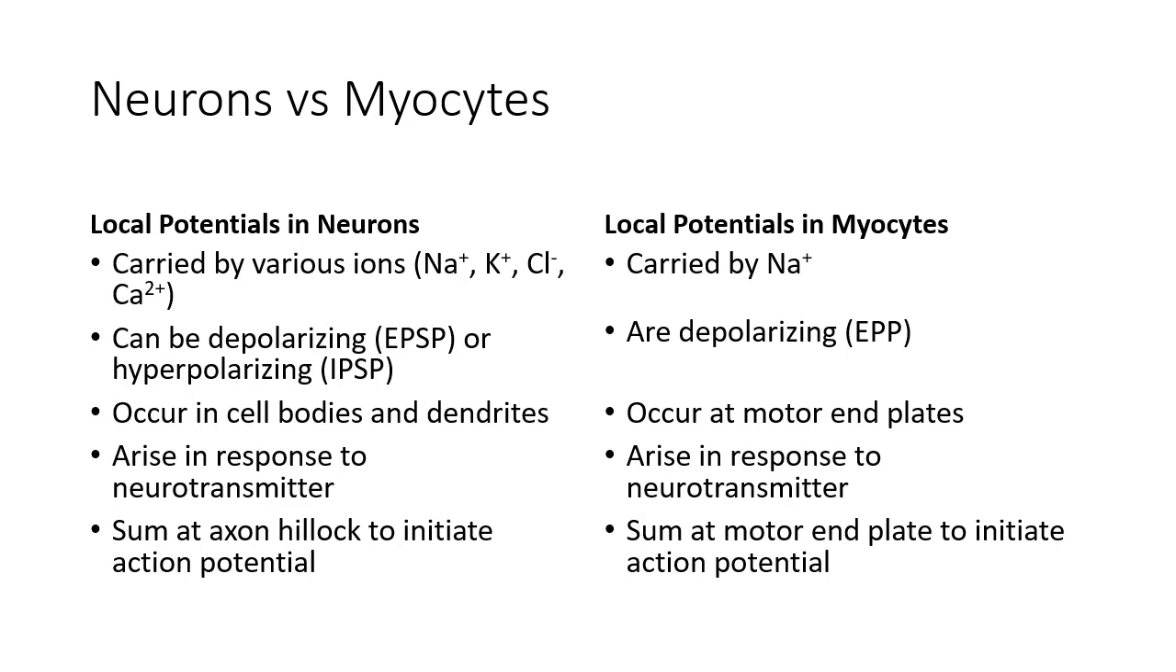And in your neurons, the local potentials would be traveling down the dendrites and across the cell body to the axon hillock. And at the axon hillock, they add up together to see whether or not they will be able to initiate an action potential. In the myocytes, your local potentials will spread to the ends of the motor end plate and sum up there to see whether they will initiate an action potential.